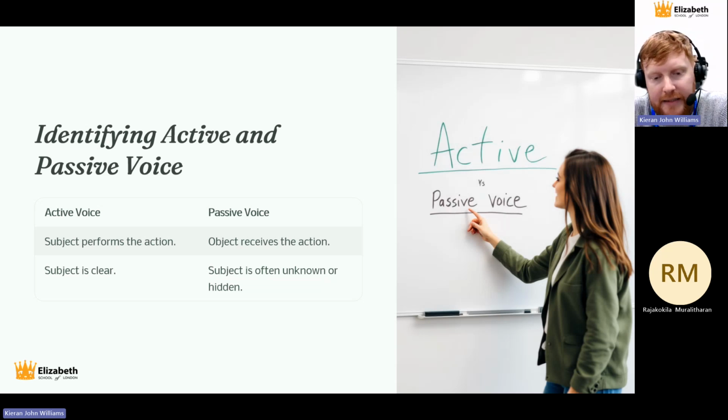So, the easiest way to identify whether something is active or if it is passive is to think about what is the most important part in the sentence. So for the active voice, it is about the subject, the person or thing doing the action. In the passive voice, the important thing is about the object. The object is the thing that receives the action. Okay, in active voice, it is clear who or what does it. In the passive voice, it is unknown or it is not mentioned who did it.